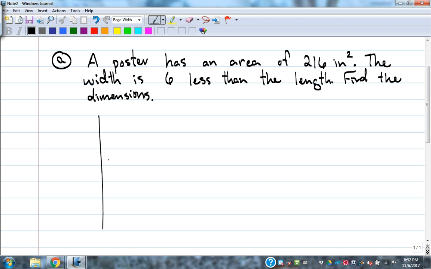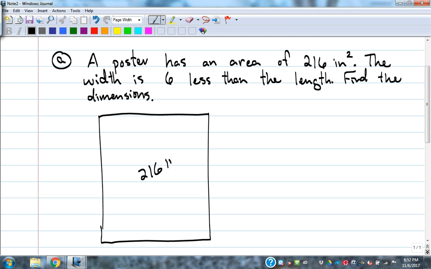So we're going to draw a poster. Posters are normally rectangular. We know that this has an area of 216 square inches, and it has a length and a width. Do we know the length? So we're going to call it X. Do we know anything about the width? 6 inches less than the length. So if the length is X, the width is X minus 6.